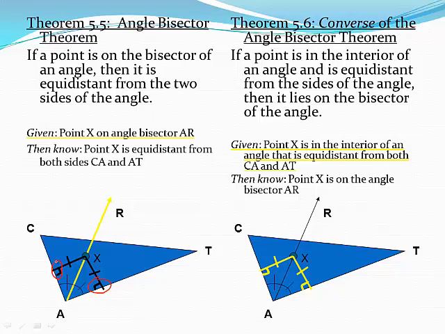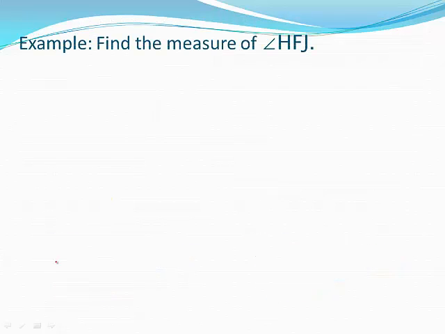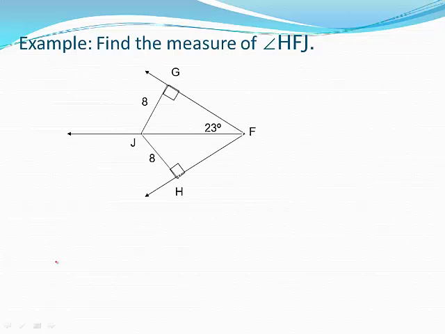So let's get some application with these, because application is sometimes better for understanding, since theorems in words and pictures can be a little challenging. Here's our first example. It says find the measure of angle HFJ. What do I give you in the diagram? I give you that JG is perpendicular to GF. I also give you that JH is perpendicular to FH.